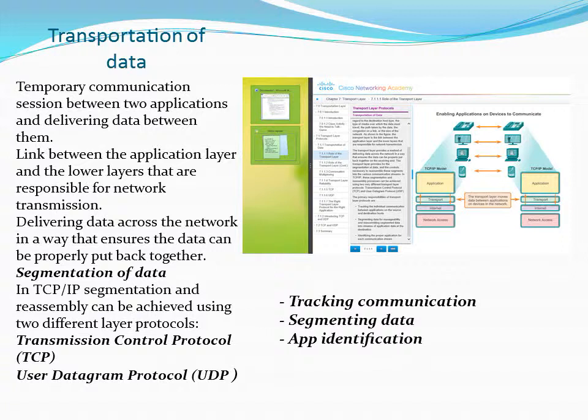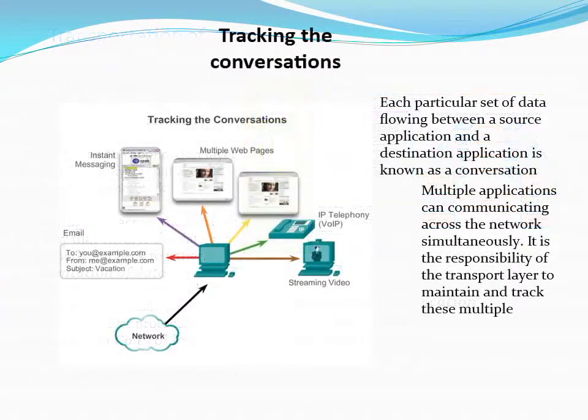Some of the responsibilities of transport layer protocols are tracking the individual communication between applications on the source and destination hosts, segmenting data for manageability and reassembling segmented data into streams of application data at the destination, identifying the proper application for each communication stream, tracking the conversations. Each particular set of data flowing between a source application and a destination application is known as a conversation. Multiple applications can communicate across the network simultaneously. It is the responsibility of the transport layer to maintain and track these multiple conversations.